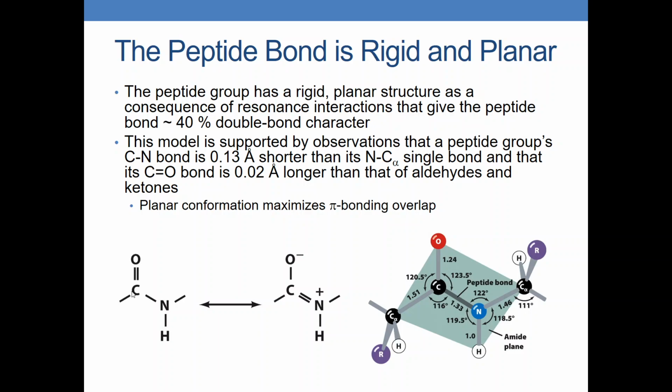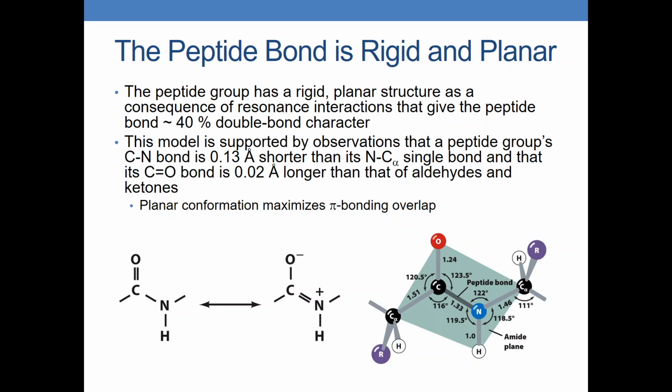Remember, you have the carbonyl carbon of one amino acid that undergoes condensation with the alpha amino group of an adjacent amino acid to connect two amino acids via this amide linkage. This is the peptide bond.